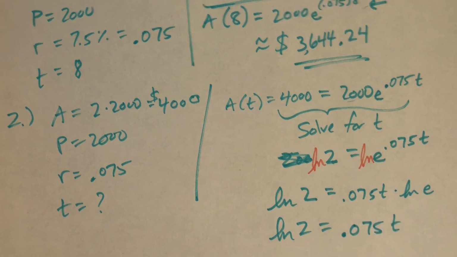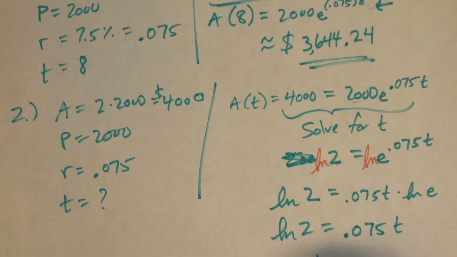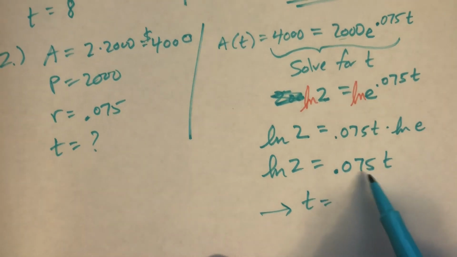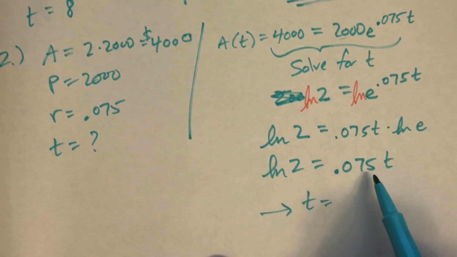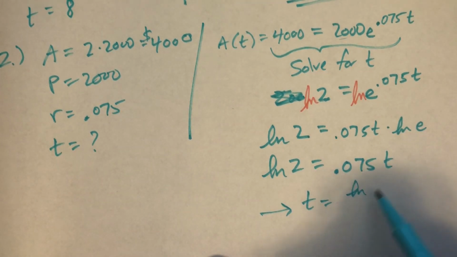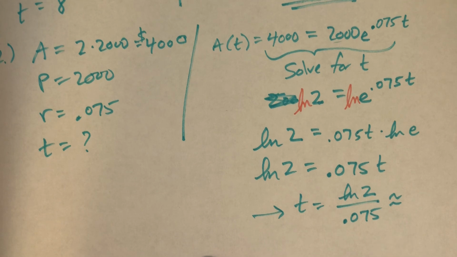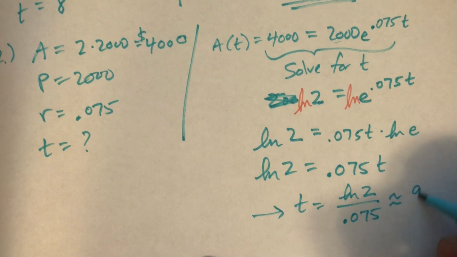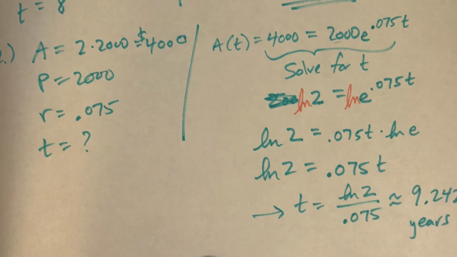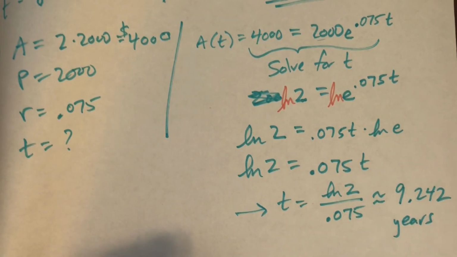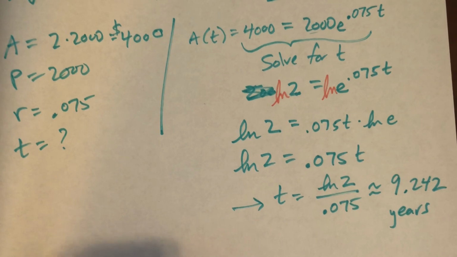We can use this to solve directly for t, right? We're just going to divide both sides by 0.075. So t equals natural log of 2 over 0.075. Now this is where we get to the calculator work, and we find that this, rounded to 3 decimal places, is 9.242 years. And we're done.